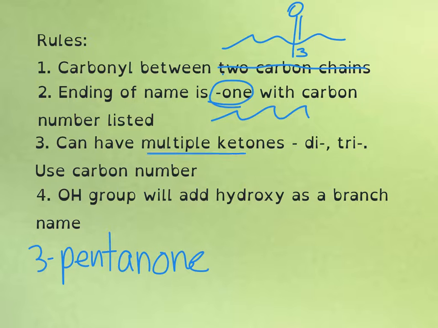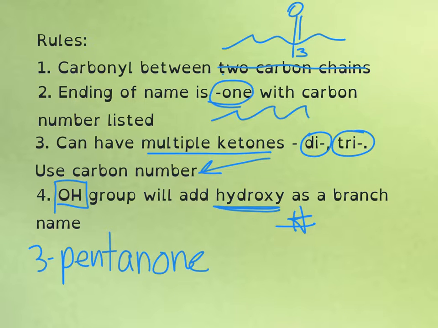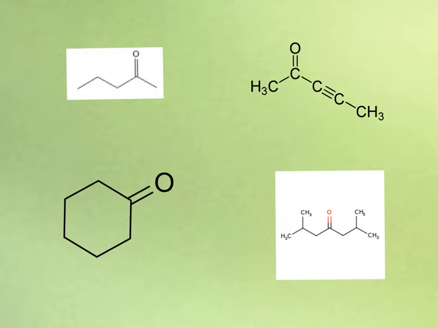You can have multiple ketones, again, using di, tri, and the carbon number positioned where it is. If you add an OH group to your ketone, you're just adding the branch name hydroxy, and then you also give the carbon number. Again, the positioning would be based on the longest continuous chain, and you're going to try and get everything to the lowest branch possible. All right, so let's look at the examples.